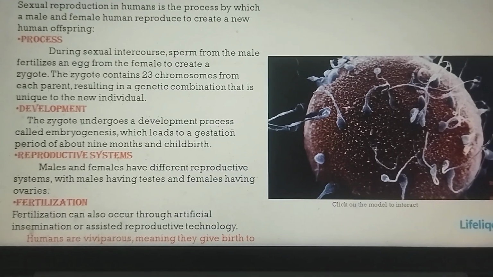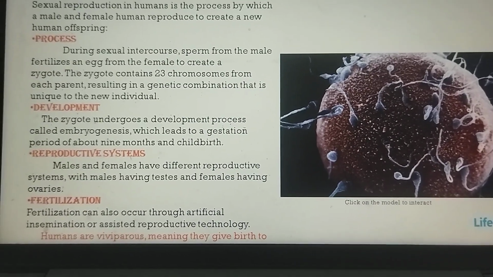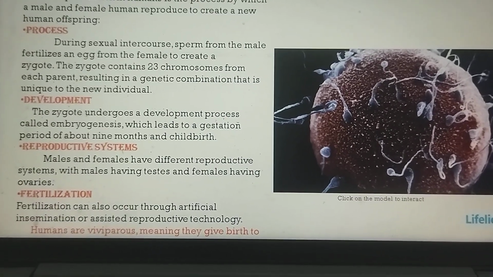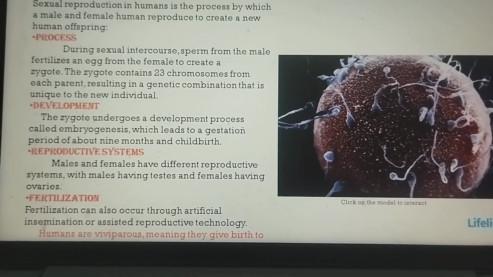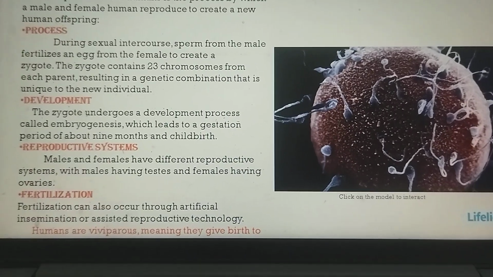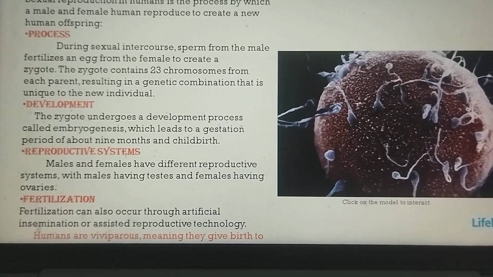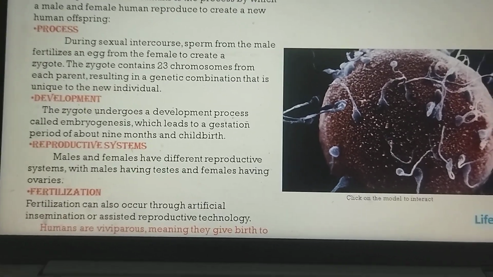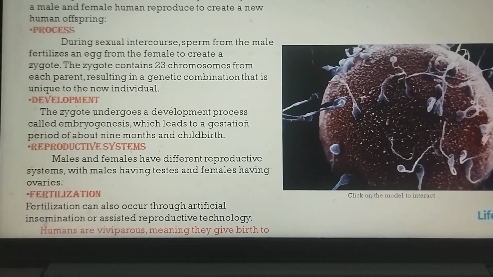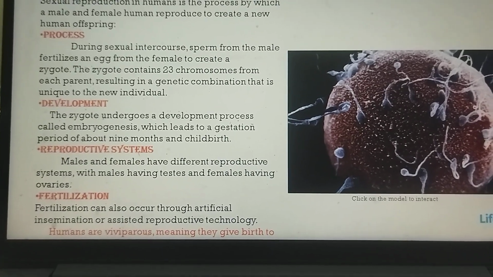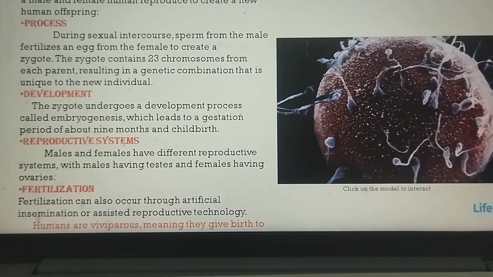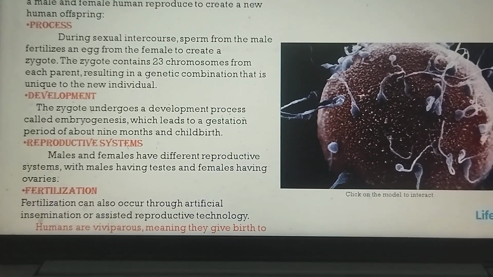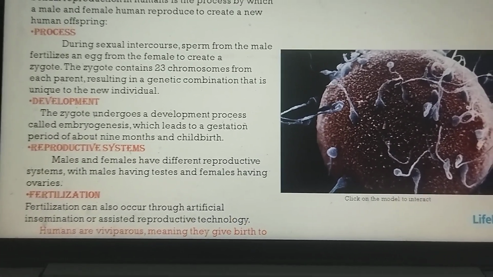During sexual intercourse, sperm from the male fertilizes an egg from the female to create a zygote. A zygote contains 23 chromosomes from each parent, resulting in a genetic combination that is unique to the new individual. The same, for example, as DNA. It is unique for every new individual.